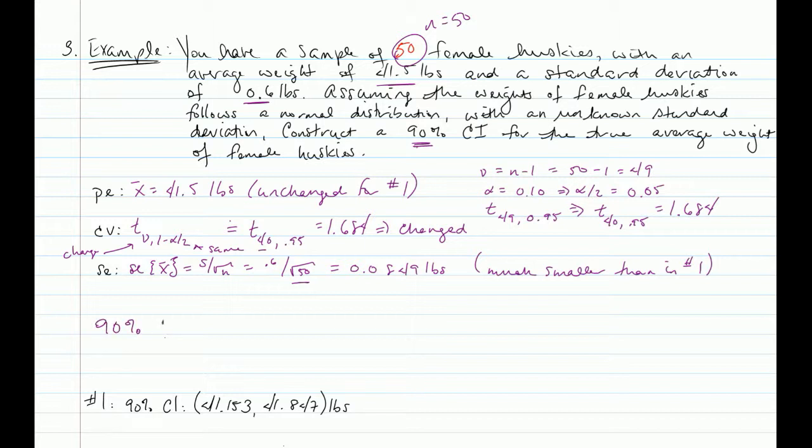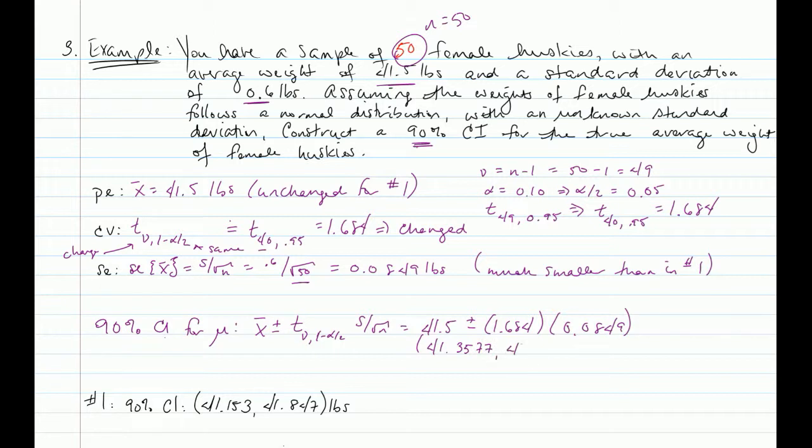So our 90% confidence interval for mu, we're going to be very thorough, x bar plus or minus t with new degrees of freedom, 1 minus alpha over 2 probability, times s over the square root of n. We're going to plug in 41.5 pounds plus or minus 1.684, which is our conservative estimate for t, because we rounded down our degrees of freedom, times our standard error, 0.0849. And our confidence interval therefore becomes 41.3577 up to 41.6423 pounds. And we can see, relative to the example in problem 1, this is relatively narrow.